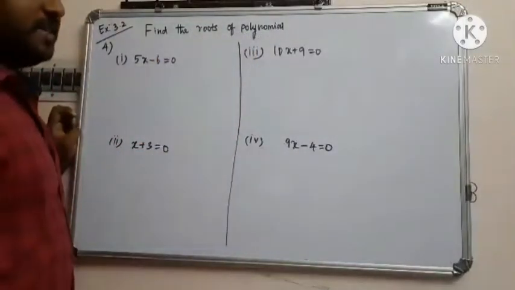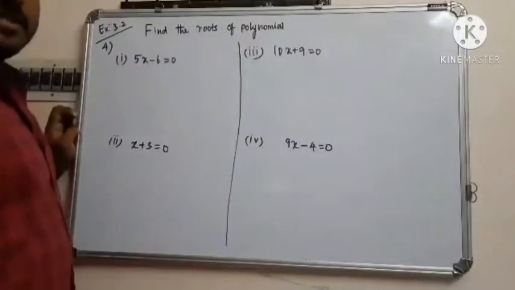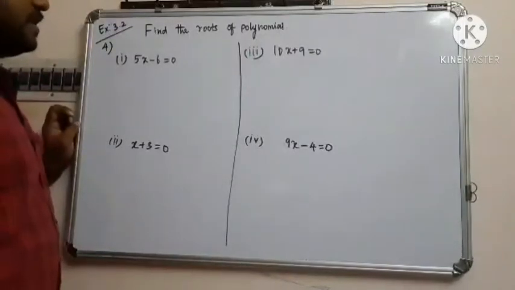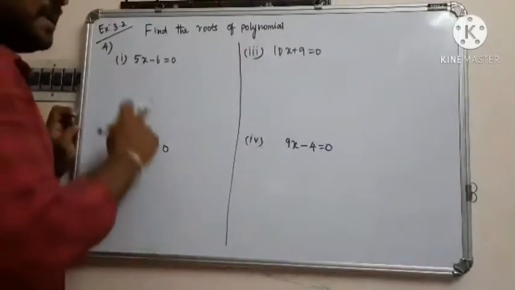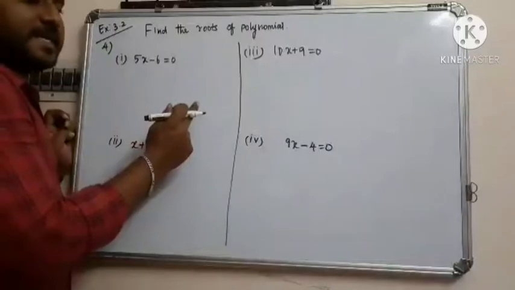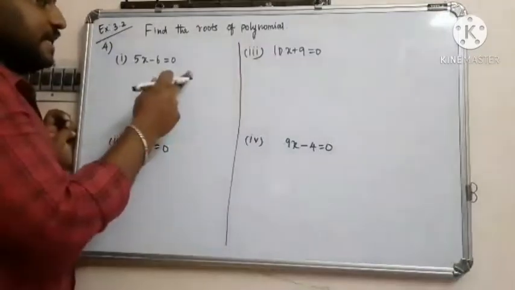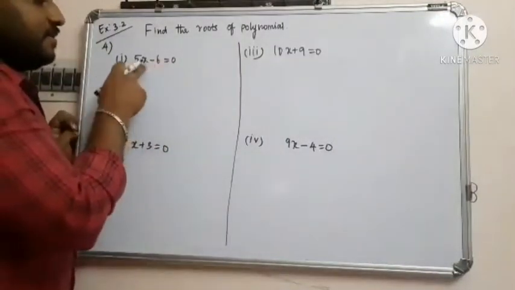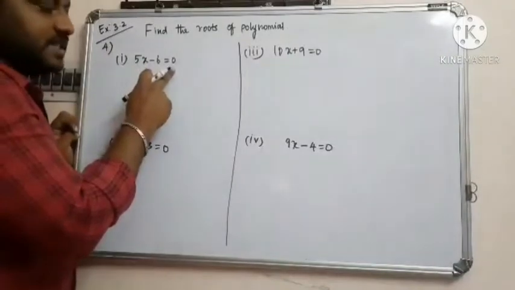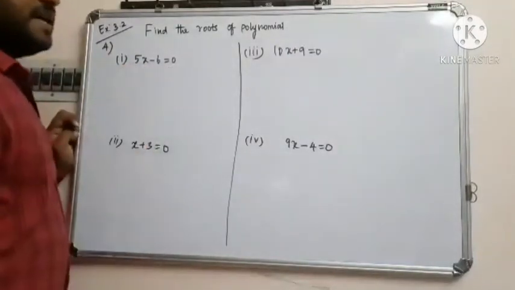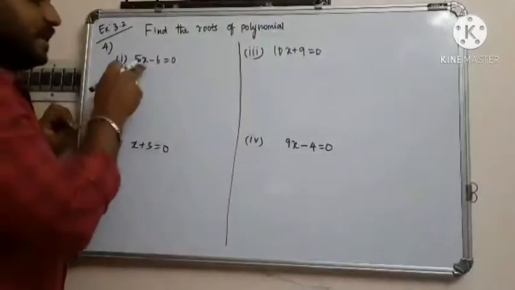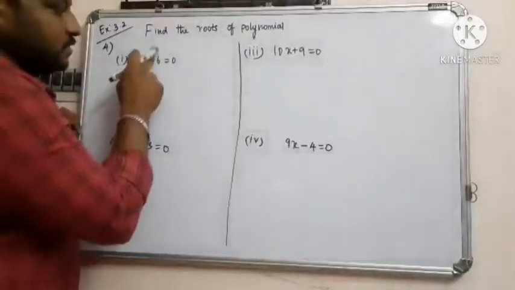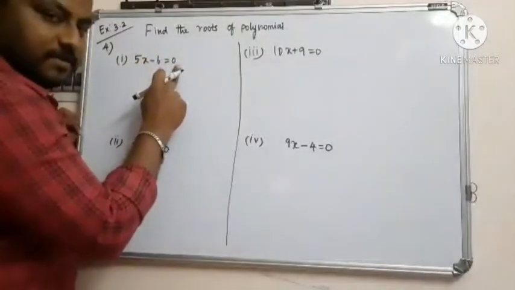Roots of polynomial means the same thing as zeros of polynomial. So in zeros of polynomial, p of x is equal to x minus 3. So the question is like that, but here they directly give the equation, the polynomial which is equal to 0. Now we have to find out the roots. So what is the value? We have to substitute the whole term which is equal to 0.